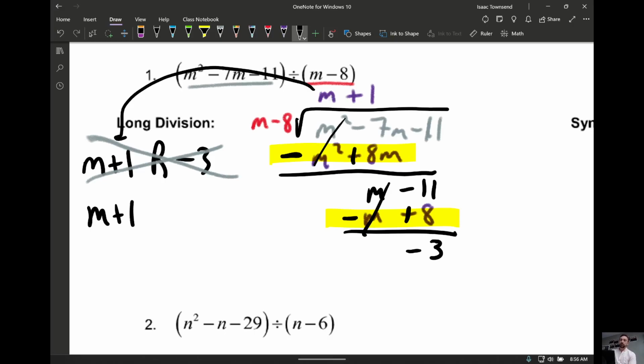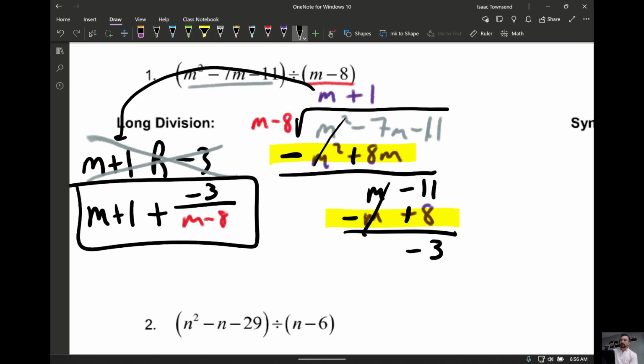Your answer should be the quotient plus, you always need to put the remainder over the divisor. Our divisor is the thing we were dividing by. And of course, plus and negative, if you'd rather this just say minus, that's fine too. Same thing. But the remainder, you can't do R remainder. You actually need to add the remainder over the divisor.